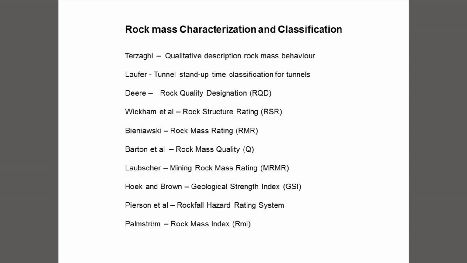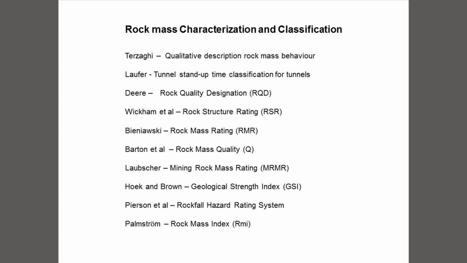One of the best constructed classifications was in 1990 by Pierson and Company in the United States for rockfall hazards in highways. And it includes a number of factors other than geological, including line of sight and speed of vehicles and so on. So it's a very comprehensive classification used for designing against rockfalls. And finally, an additional one by Palmström in 1995.